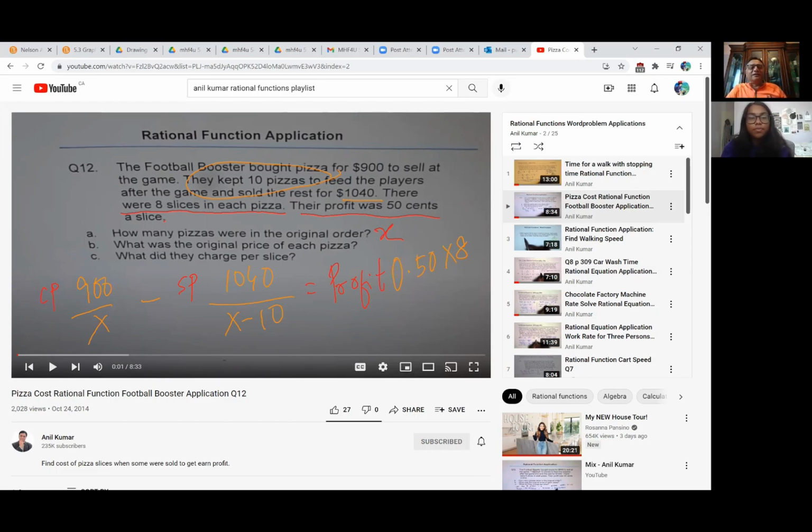1,040 over X minus 10 minus 900 over X equals $4. And you can solve for the single variable X in this particular equation. Does it make sense to you? Correct, so you got the knack of it. That's clear.